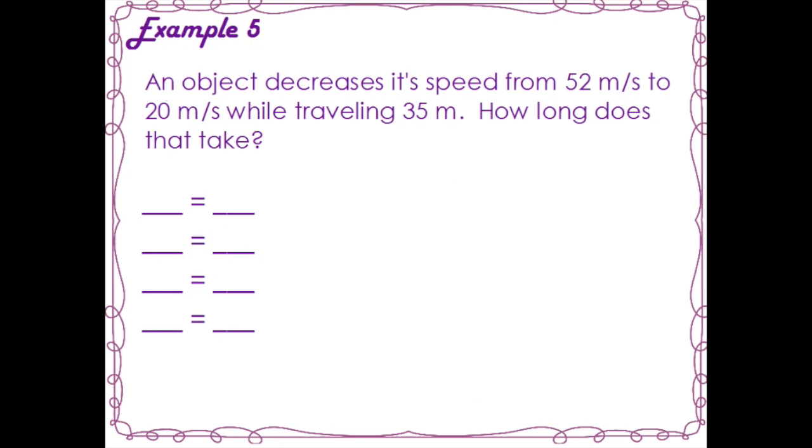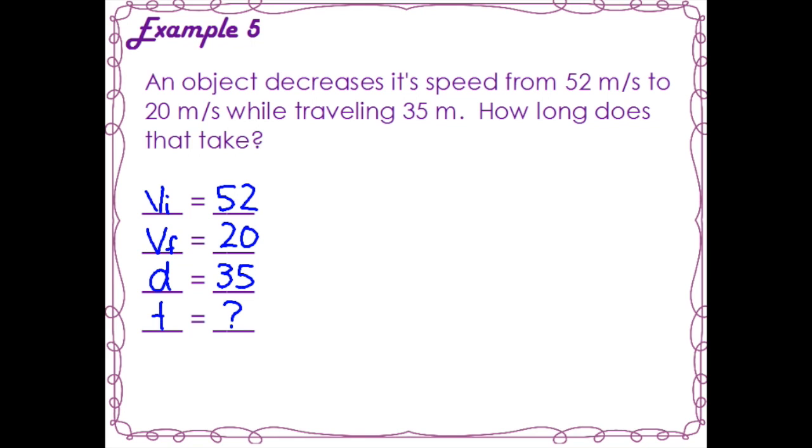Example 5. An object decreases its speed from 52 to 20. So it was going this speed when it started, and then it slows down to that speed. So I've got a v initial and a v final. And it does that while it's traveling 35 meters. So that'll be the displacement. How long does it take? So when I ask how long, I'm not asking for a length. I'm asking for a time.